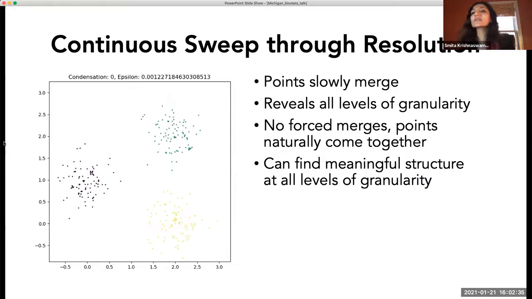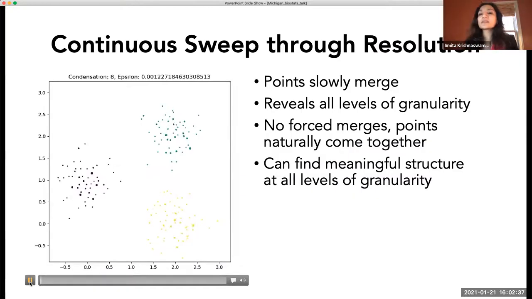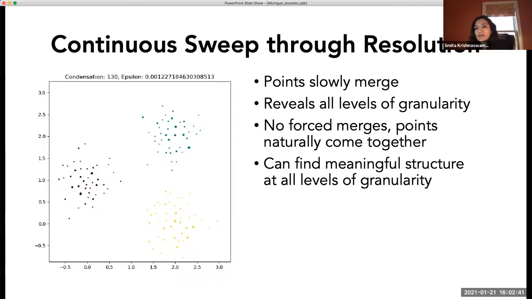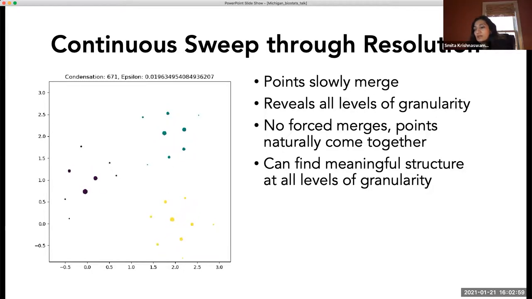And it kind of looks a little bit like this. So here are three Gaussians that we've artificially generated. And as you go through these iterations, which we call condensation iterations, you're pulling the data points close to their diffusion neighbors. And you can do this in manifold coordinates and get them to come together into natural groups without forcing a clustering or a hierarchical clustering.